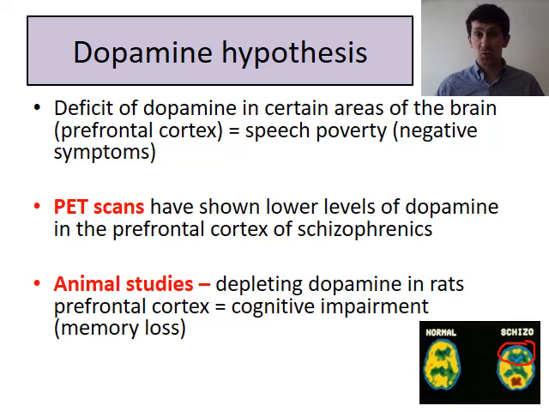In addition, animal studies have been done where they've depleted the amount of dopamine in the prefrontal cortex of rats. They reduced the amount of dopamine being produced in the prefrontal cortex of the brain, and it resulted in negative symptoms such as memory loss. So there is a link, with higher levels and lower levels, but dopamine does seem to be involved in the development of schizophrenia.